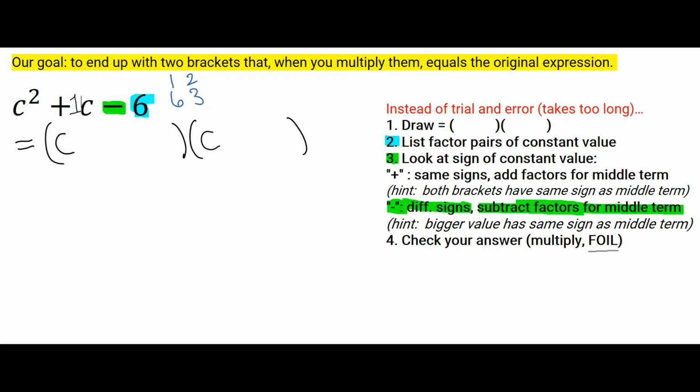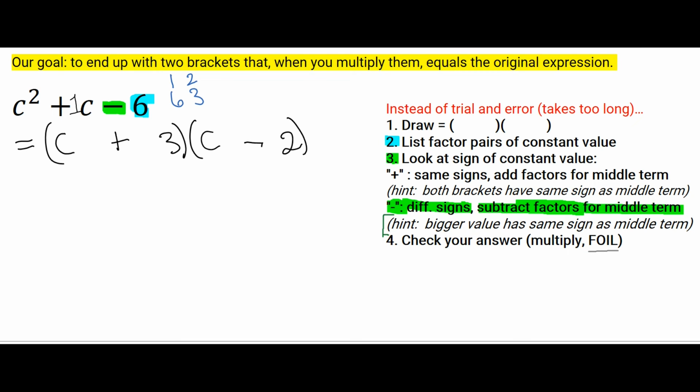So does 6 minus 1 equal 1? No. How about 3 minus 2? That's it. So 3 minus 2 equals our 1, so we write those in the ends of our brackets. Then let's have a look at our hint. It says the bigger value in the brackets has the same sign as the middle term. So which value is bigger? Is it 3 or is it 2? Okay, well, definitely it's going to be 3. So that 3 gets the sign of our middle term. So it's going to be plus 3 and minus 2.